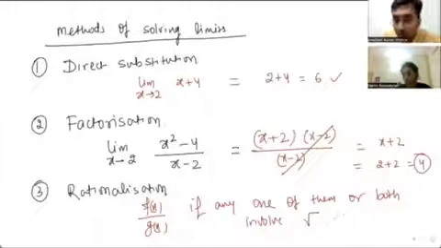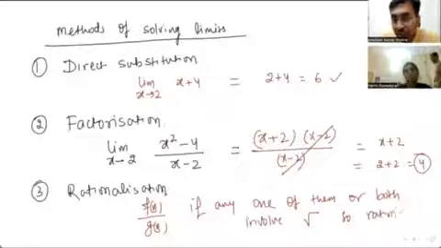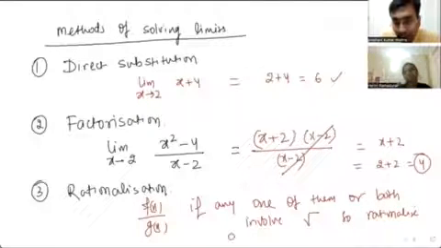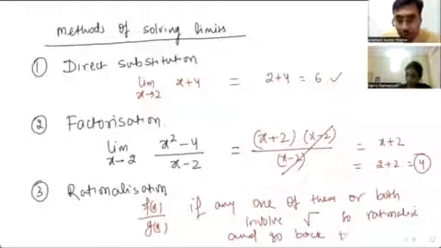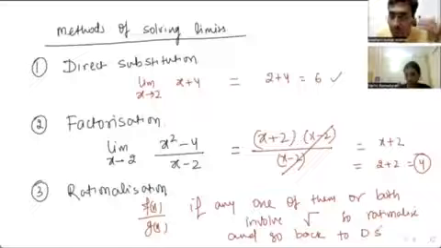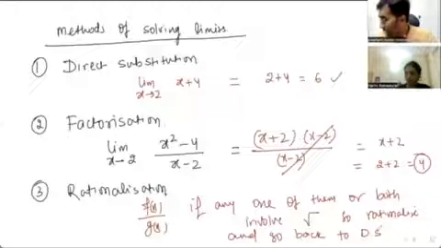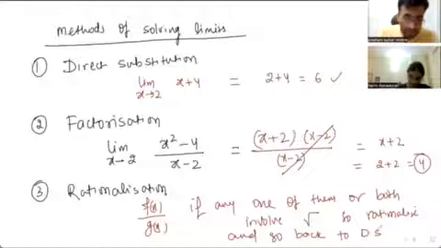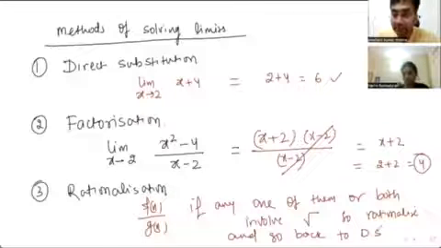then rationalize and go back to direct substitution, DS. So whenever you get an under root thing, you just rationalize it and then go to direct substitution. Got it? Yeah. Okay. Is it clear till here? Yeah, it's clear. Can you give me an example of rationalizing?